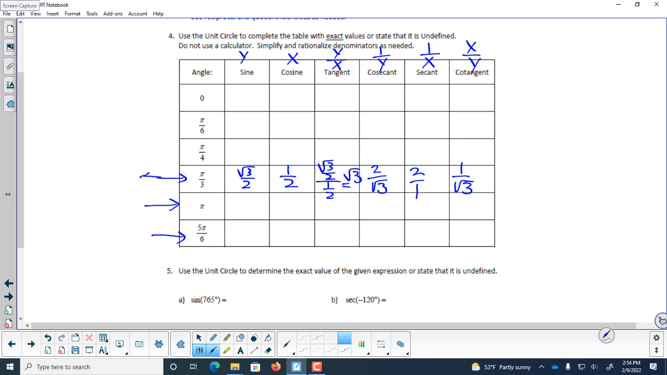See how you did on pi over 3. If you have questions about that, let me know. And then we can talk about the rationalizing in a minute. So don't worry about that right now. If you want to just write it down.